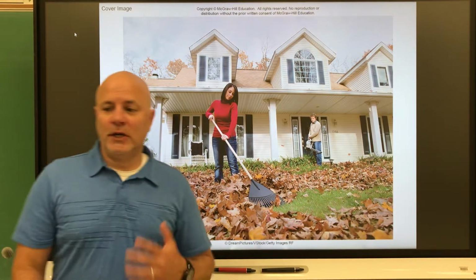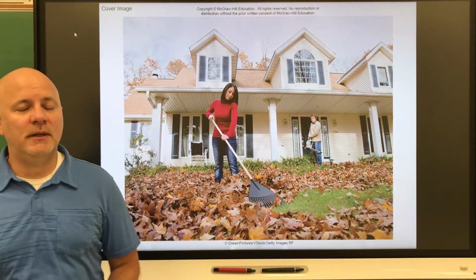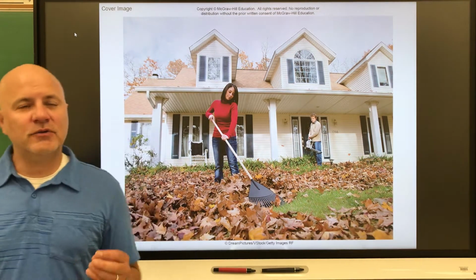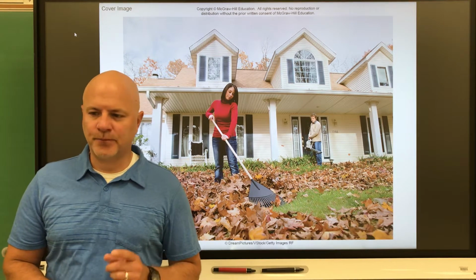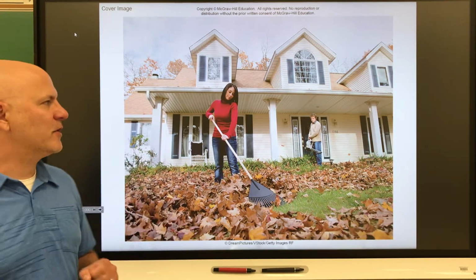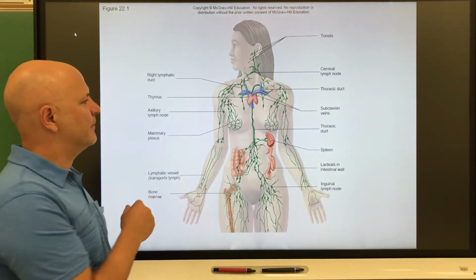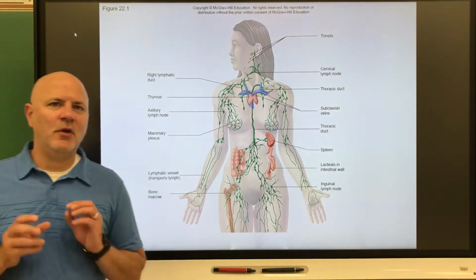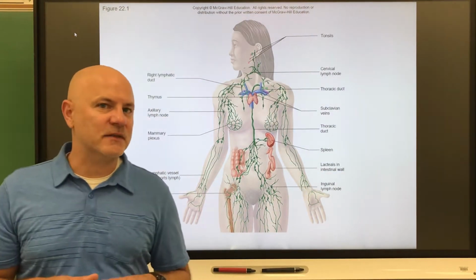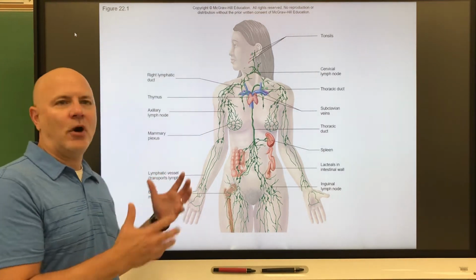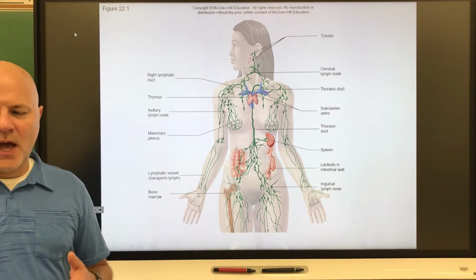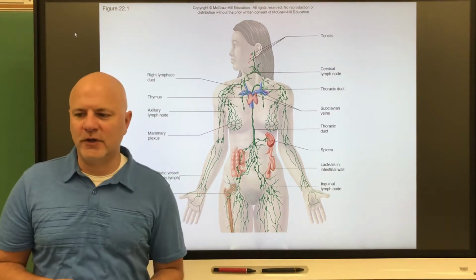All right, so let's take a look at chapter 22 in Bio 158. Chapter 22 deals with the lymphatic system and also the immune system. So let's look at the functions of the lymphatic system. It's another one of these vessel systems like the circulatory system, although we're not having the heart pump stuff through here. So it has a few functions.